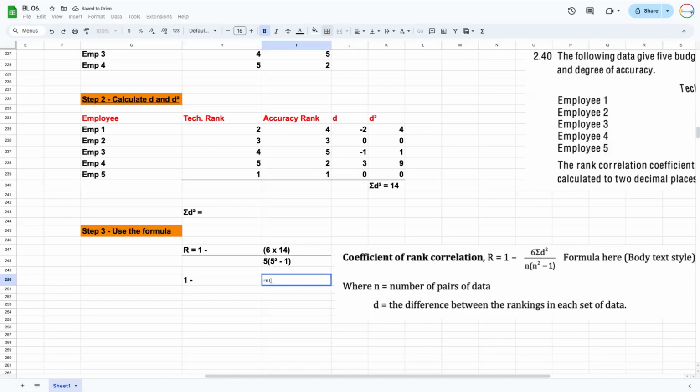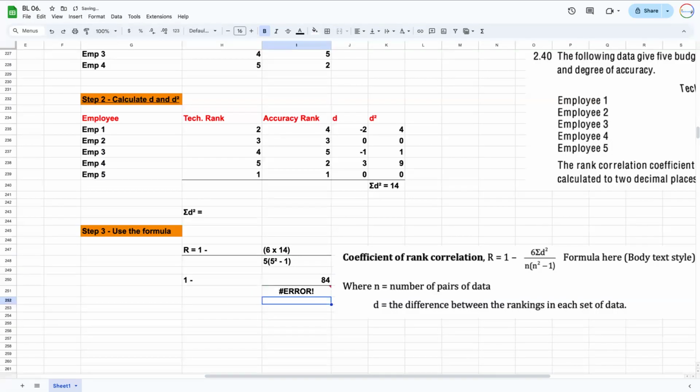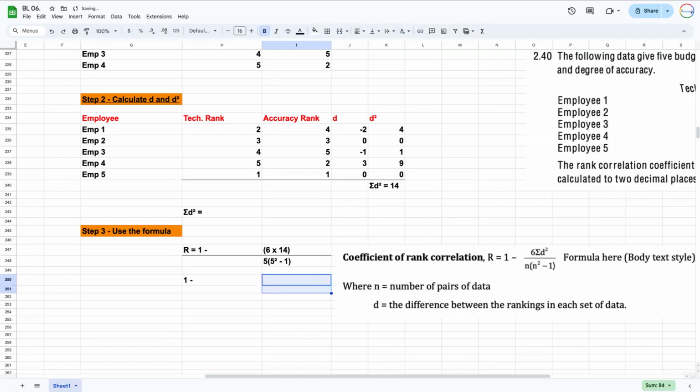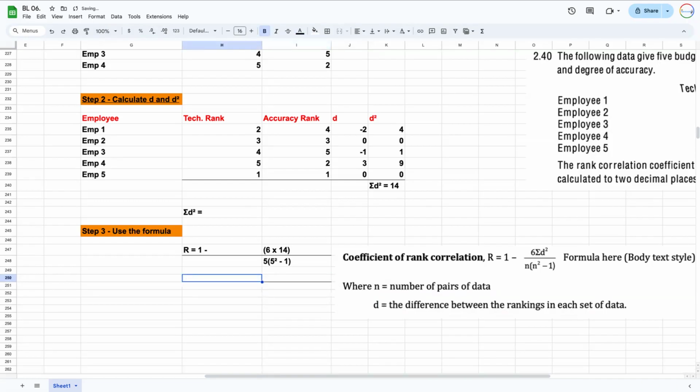So now 6 into 14, 84. Then 5, open bracket, 5 power 2 minus 1. Right, let's do it in the calculator. It's easy, no? Let's do it in the calculator.